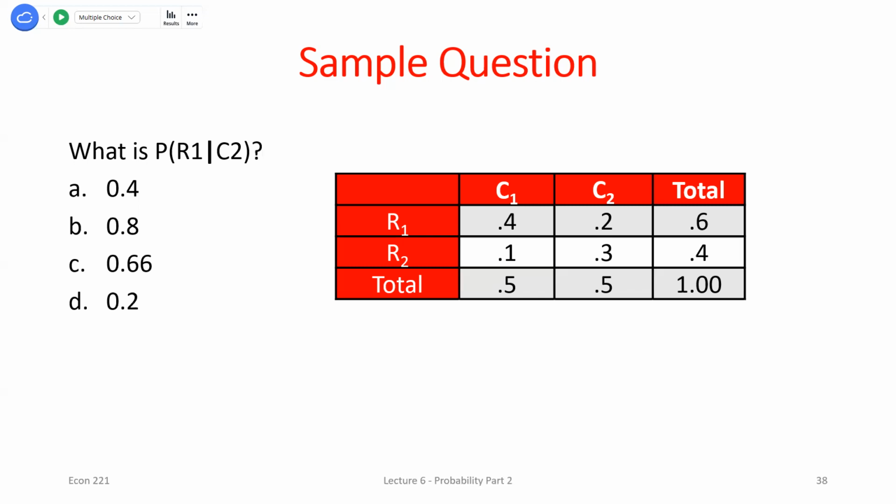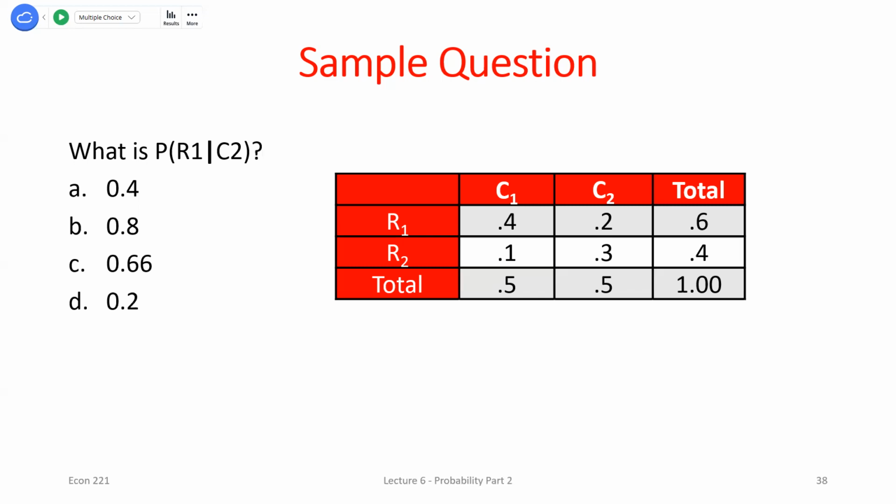R1 given C2. Right. Well, if I think about this as my event A and this as my event B, what I'm going to say is, okay, the remaining space after I've conditioned on C2 occurring, well, my event B is C2, right? It just has a different name. So conditioning on C2 having occurred, I know my entire experimental outcome space is no longer 1, but just whatever the probability of C2 is.